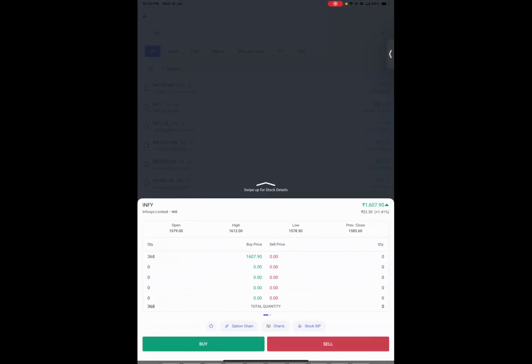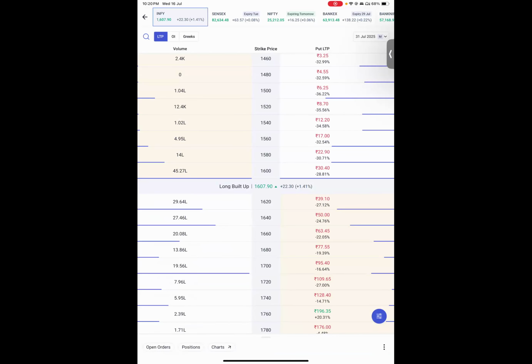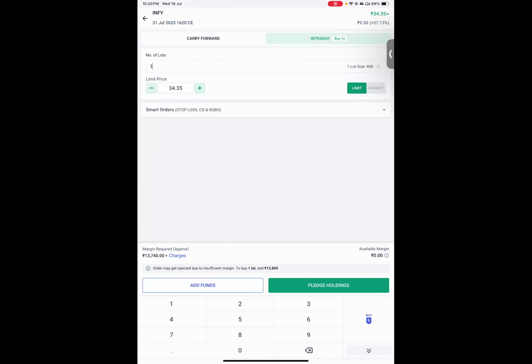So here we have Infosys. Sir, what's the lot size for Infosys? 400. I hope you got your answer, sir. Right? So would the lot size be 400 itself, or could it also be a higher lot size for Infosys? No, it's 400. It is already decided by SEBI, sir.